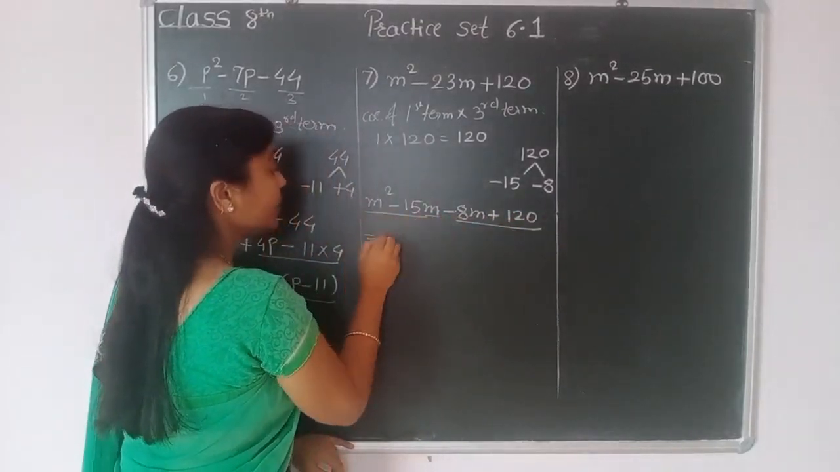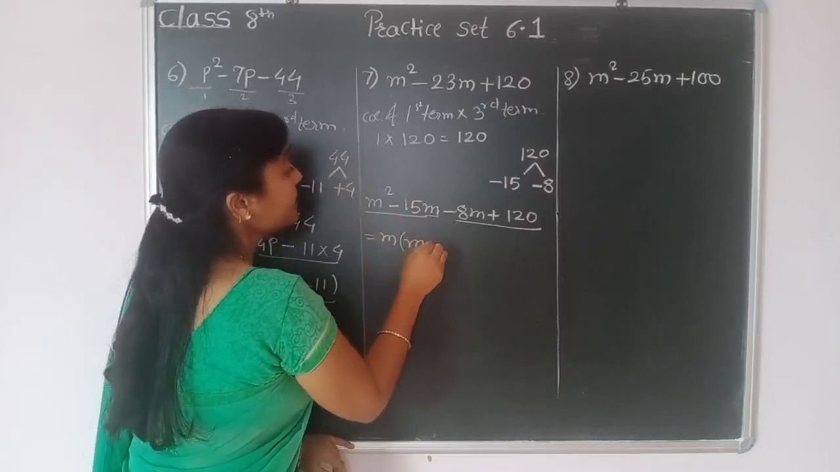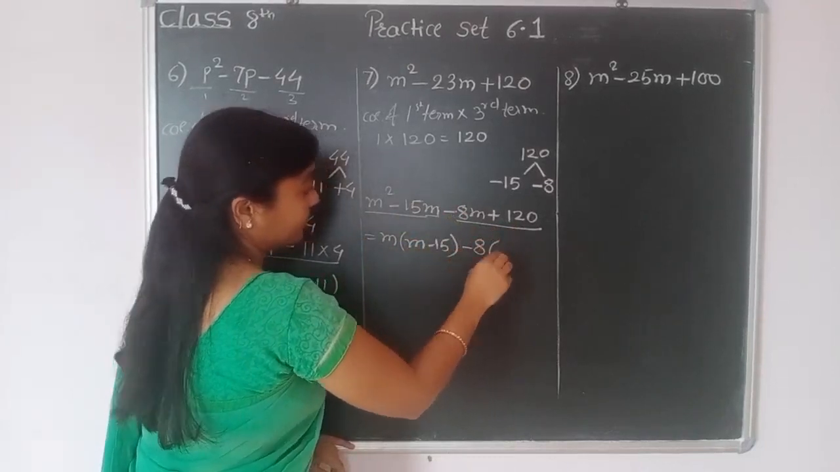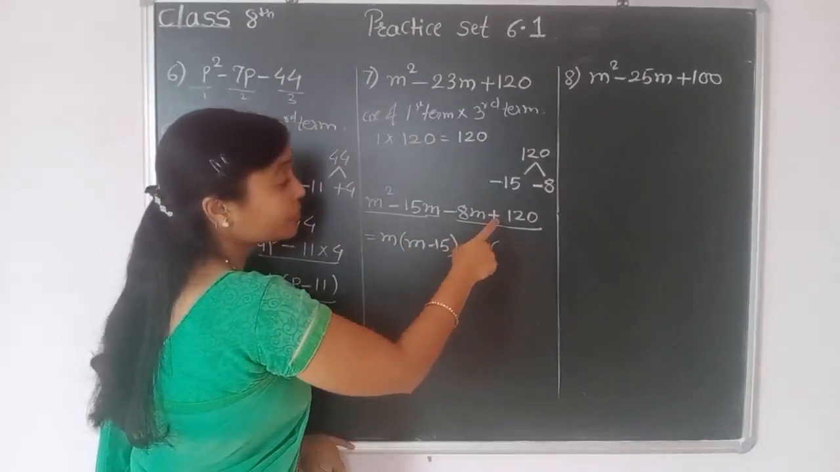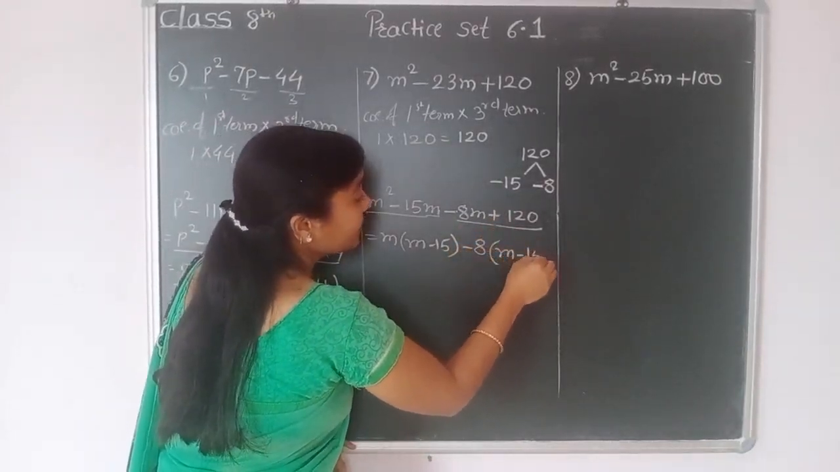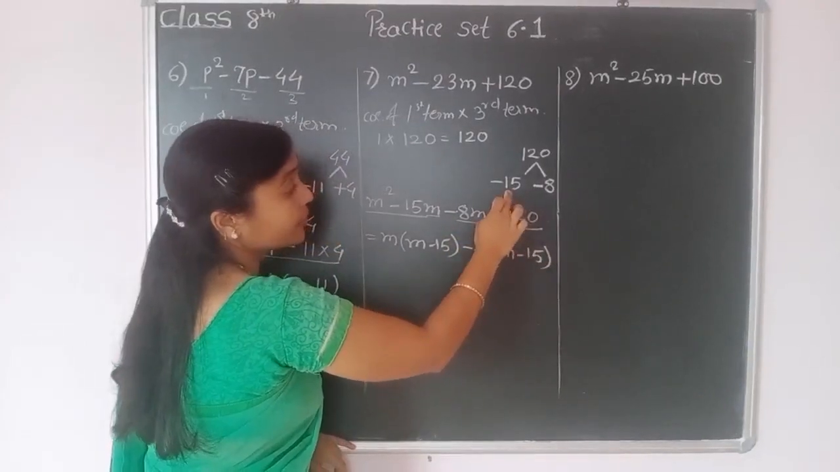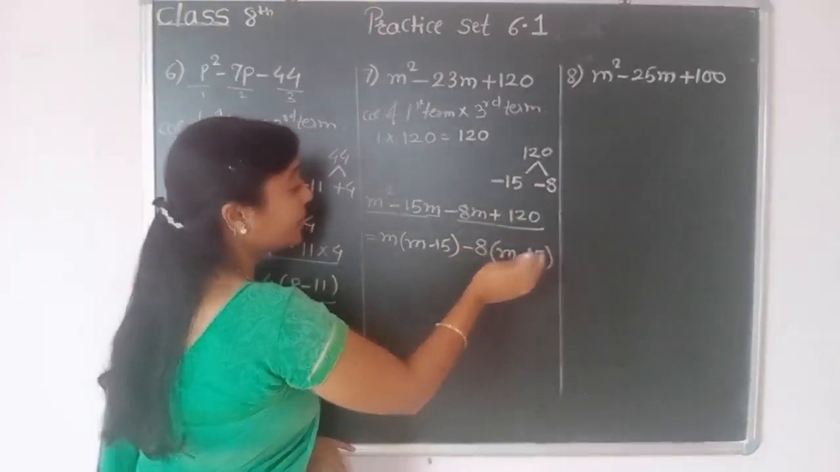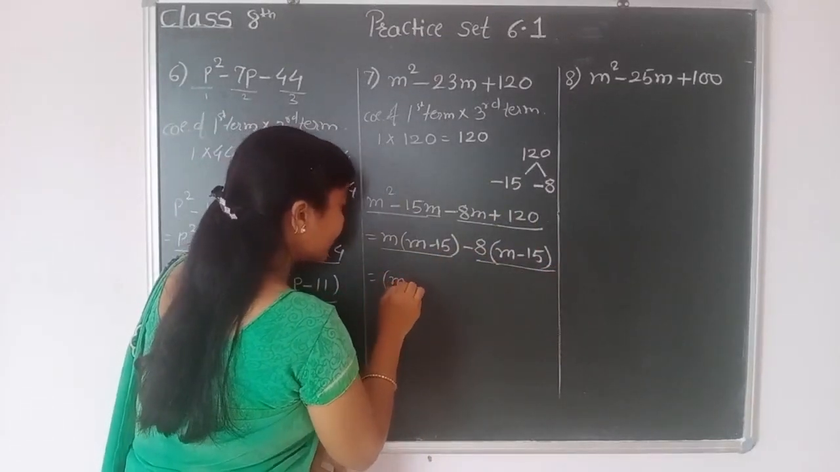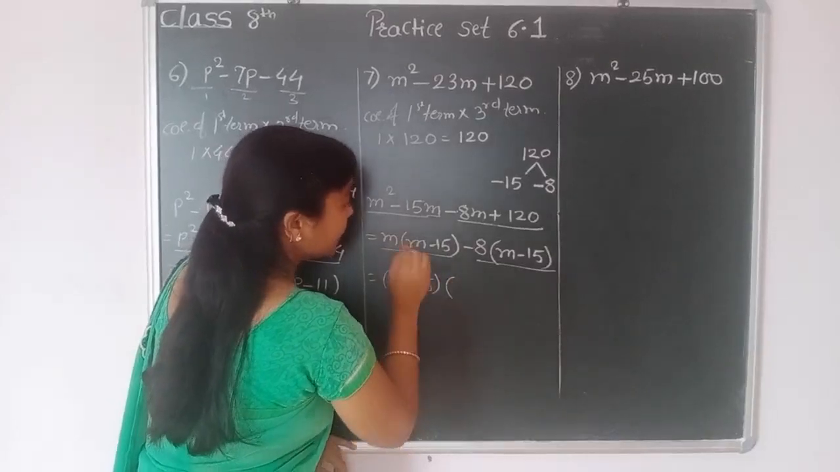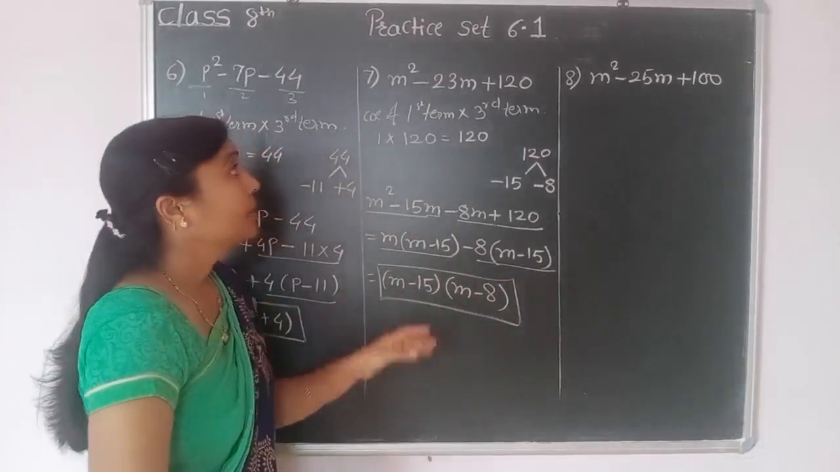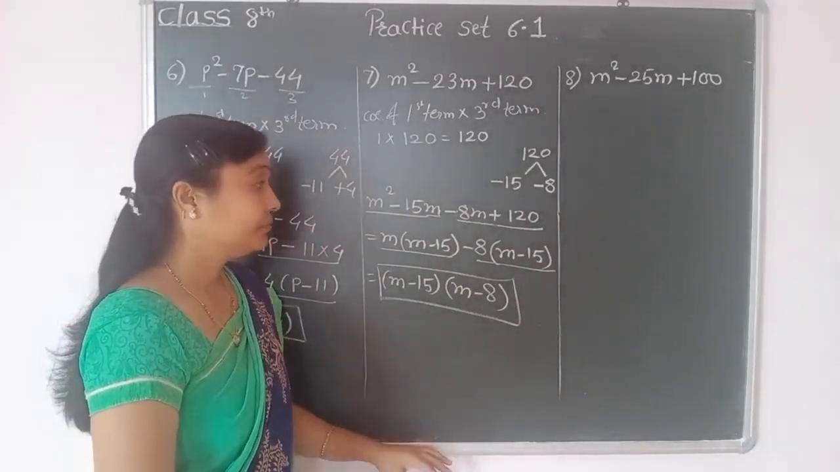Then make the pairs. Take out common. Here is m minus 15. Here is common minus 8. Minus, we take out the common. So this sign will be the change. M minus 15 because 120 means 15 into 8. 8 take out, then remaining 15. Again you observe, we get this bracket is common, m minus 15, another bracket m minus 8. These are the factors of given trinomial.